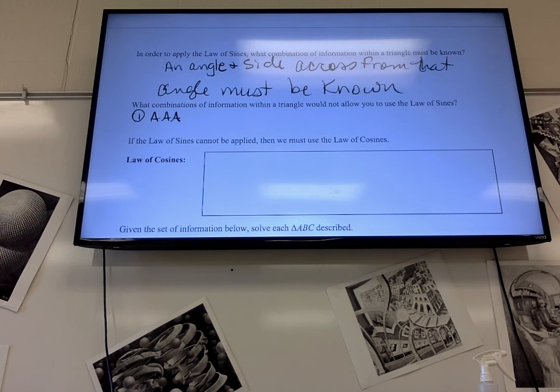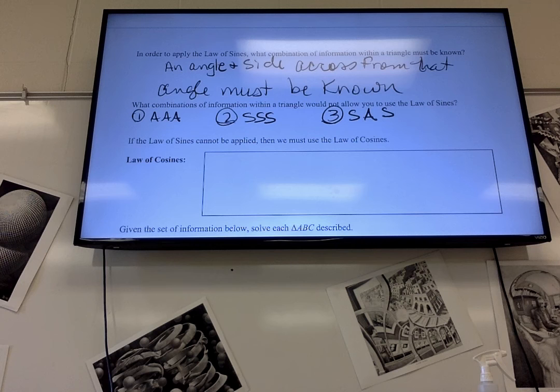Yep, that wouldn't work. What else? All sides. We had side, side, side. One angle, two sides. Yeah. If you had a side, an angle, and a side, and the sides you knew were not across from the angles that you were given. The side, angle, side. So those are three instances where you couldn't use law of sines.